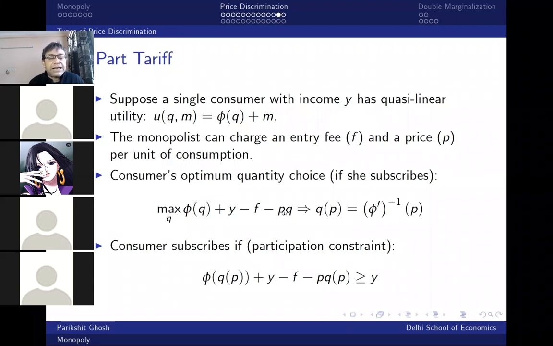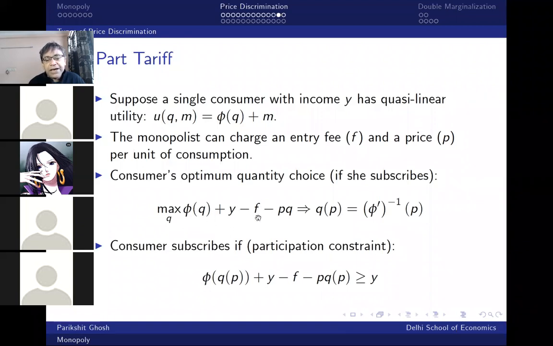It shouldn't influence how much quantity he wishes to purchase. Yes. If you're becoming a member of a club, maybe you paid a very high entry fee, but if the restaurant is very cheap, then you'll go and eat there often. That makes sense. Once you've become a member. So this is the optimal quantity choice, conditional on paying the entry fee.